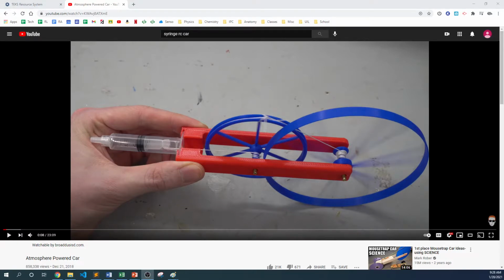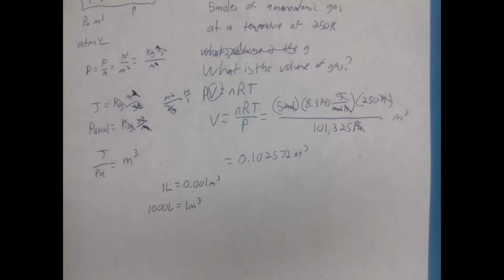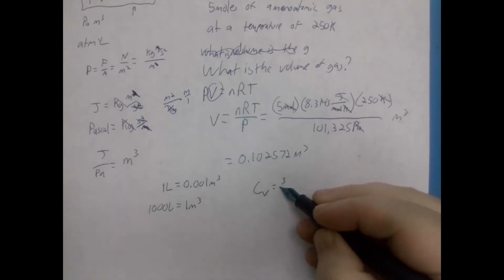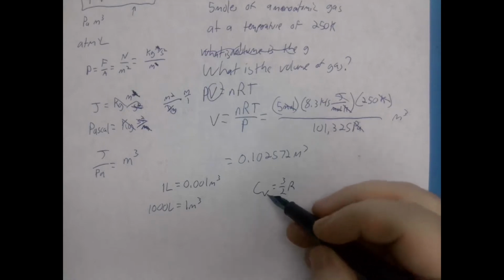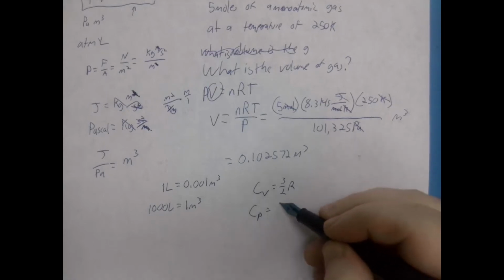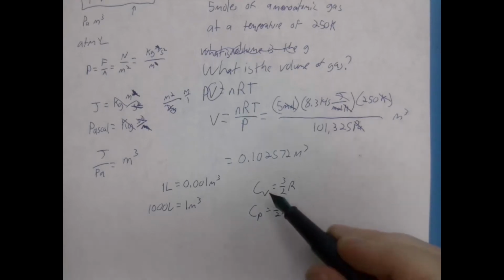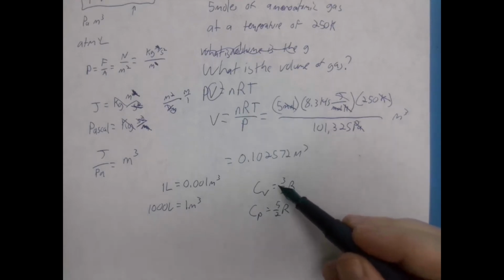Basically, monatomic CV, I think, is 3 over 2 R. You'd have to look at your paper. And CP is 5 over 2 R for monatomic. You would just have to look at, for diatomic, the degrees of freedom.